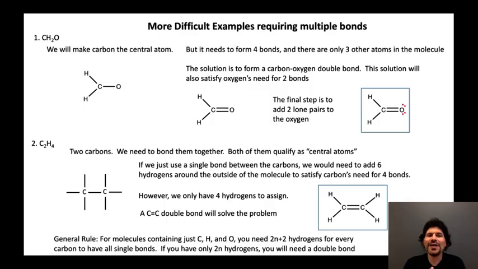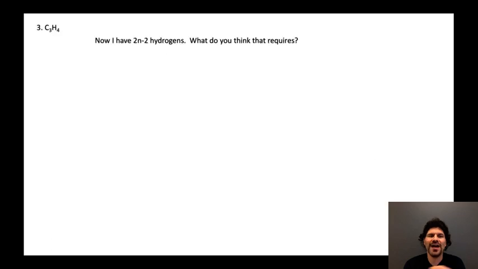So you have 6 hydrogens, and you're okay with everything forming single bonds. In this case, we have only 4 hydrogens for 2 carbons in example 2, and 2 hydrogens for 1 carbon in example 1. So we only have 2n hydrogens, not 2n plus 2 hydrogens, which means that we need a double bond.